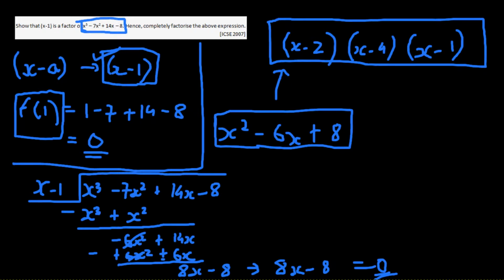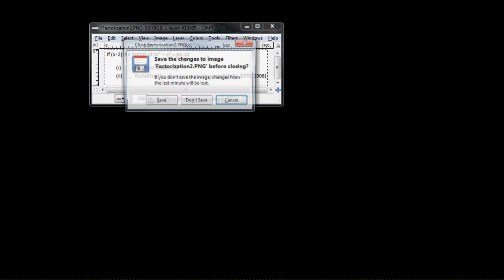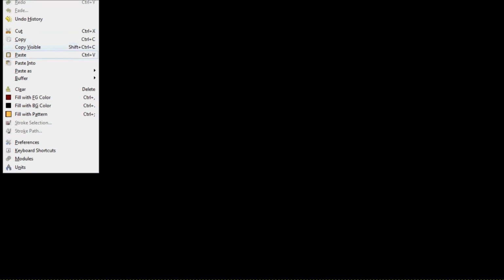Now the next one is from ICSE 2008. So I'm just going to get that now. Here it is. Okay, so again, I'm going to copy paste it. It says if x minus 2 is a factor of 2x cubed minus x squared minus px by 2, find the value of p and factorize the above expression completely. Okay, this is the more important part right now, because you guys know how to do the second part.